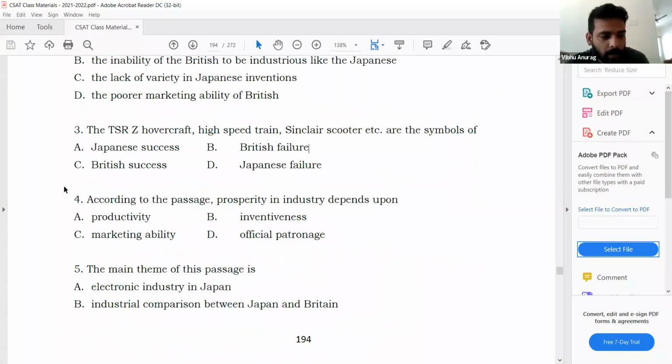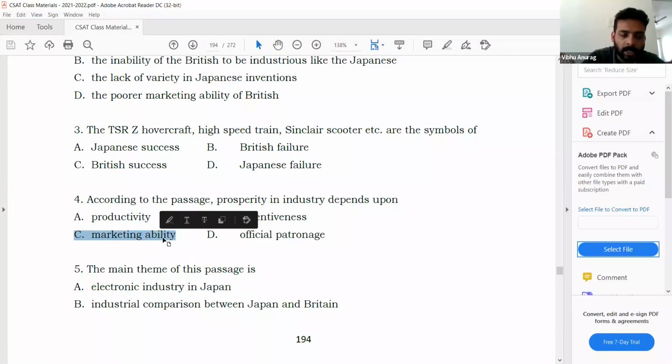Fourth one: according to the passage, prosperity in industry depends upon. So there is no mention of productivity. They talk about production. Again, be careful of similar sounding words. They talk of production. They don't talk of productivity. Productivity is your production per unit. Inventiveness, if you read this passage, you will believe inventiveness is not that important. Marketing ability, yes, definitely given. Official patronage means government support. This author does not really talk about government support over here. So it's not official patronage either. It's C, marketing ability. The answer is C, marketing ability, for the fourth question.